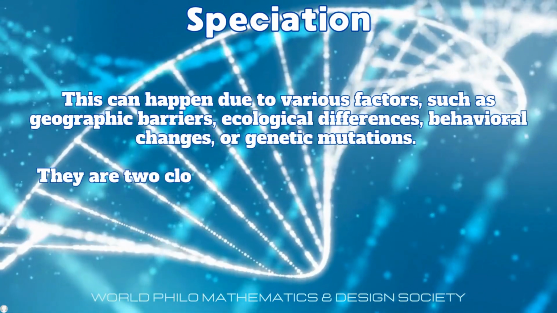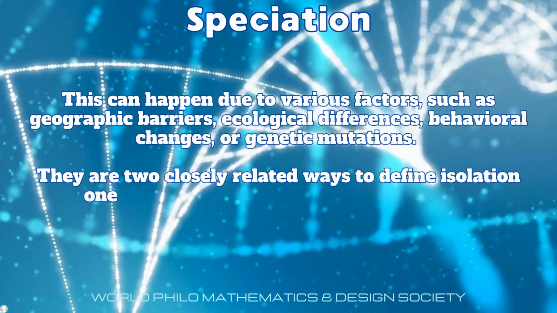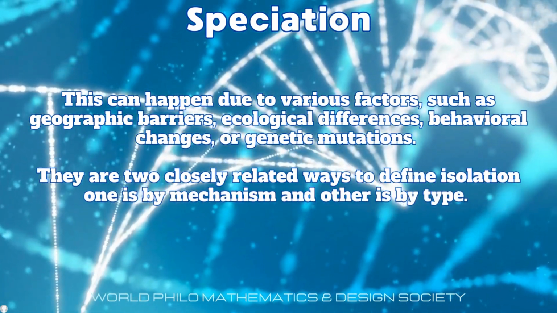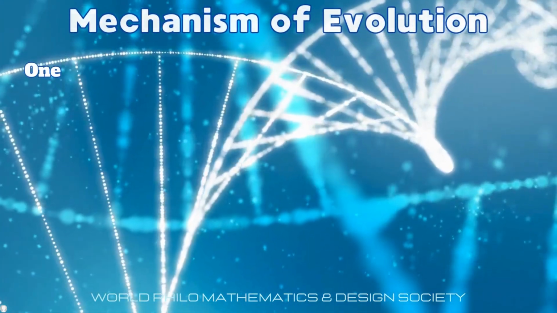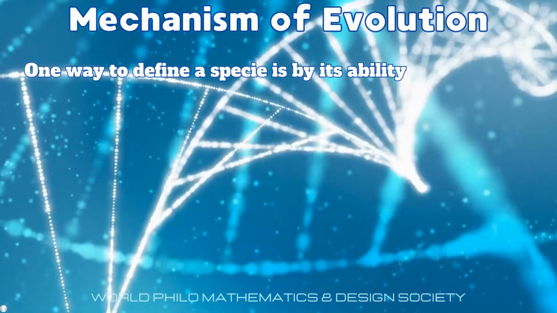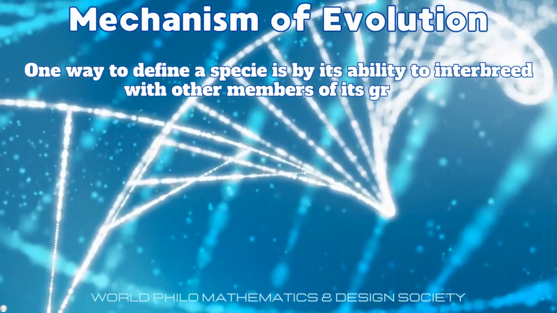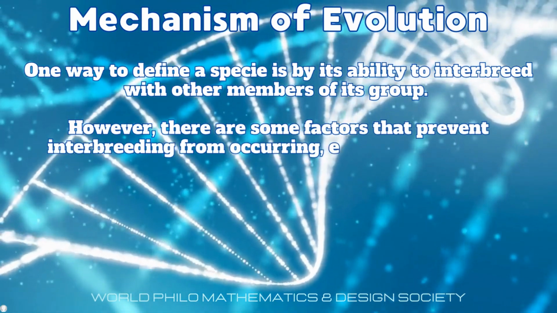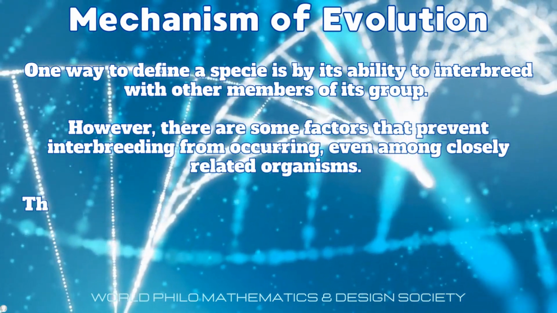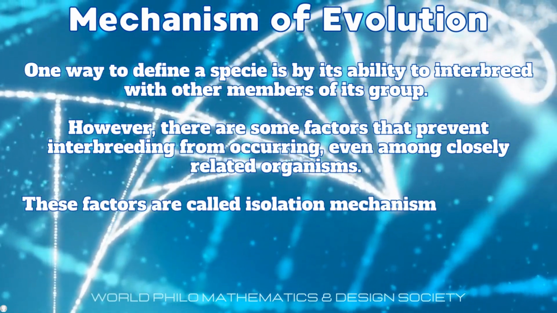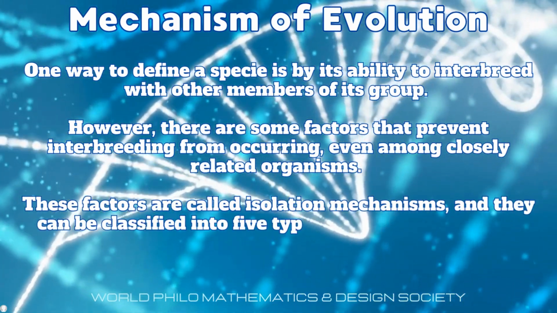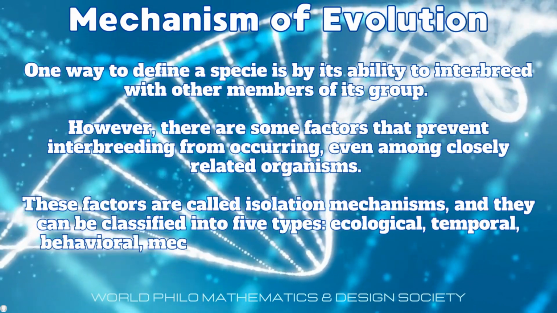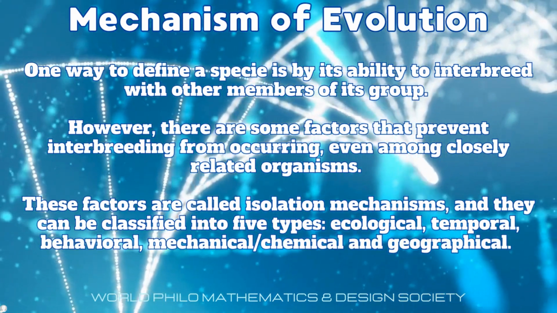There are two closely related ways to define isolation: one is by mechanism, another is by type. One way is to define a species by its ability to interbreed with other members of its group. However, there are some factors that prevent interbreeding from occurring, even among closely related organisms. These factors are called isolation mechanisms, and they are currently classified into five types: ecological, temporal, behavioral, mechanical or chemical, and geographical.